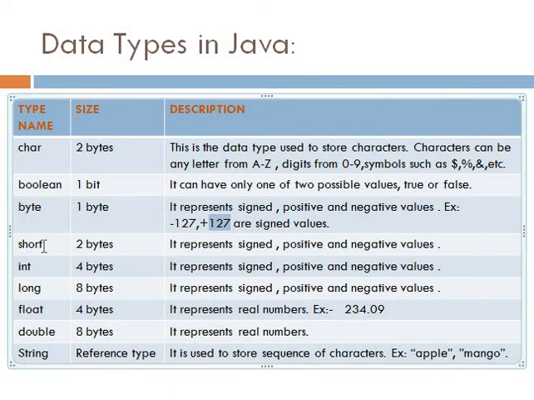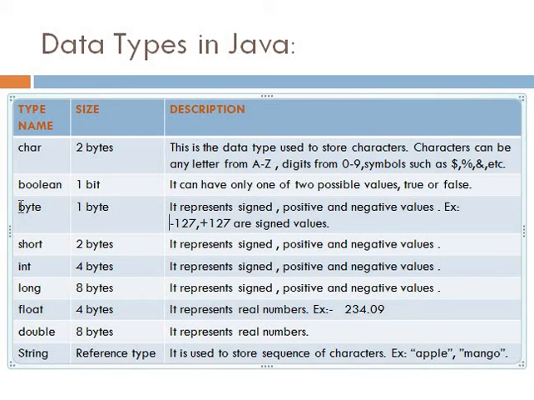Then come to the next data type, which is short. The size of this data type is 2 bytes. Since its size is 2 bytes and 2 into 8 is 16, this data type, known as the short data type, shall contain 16 bits of binary data. And it is also used to represent signed positive and negative values.